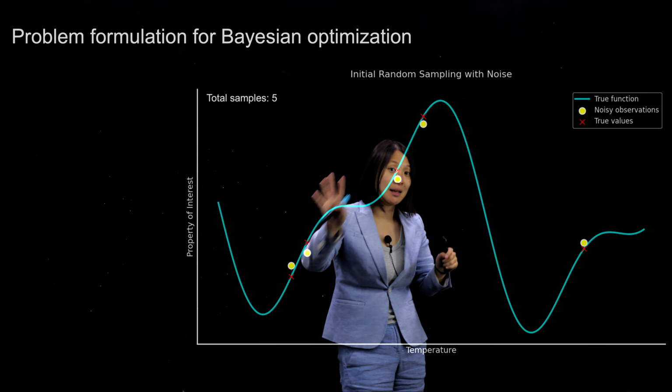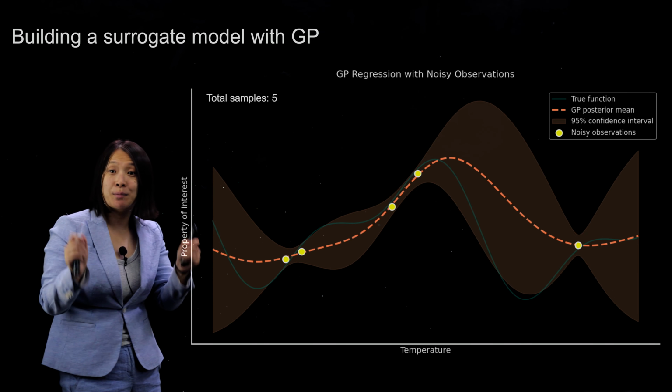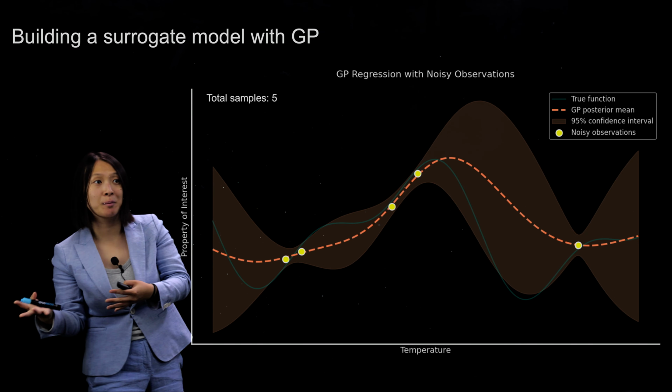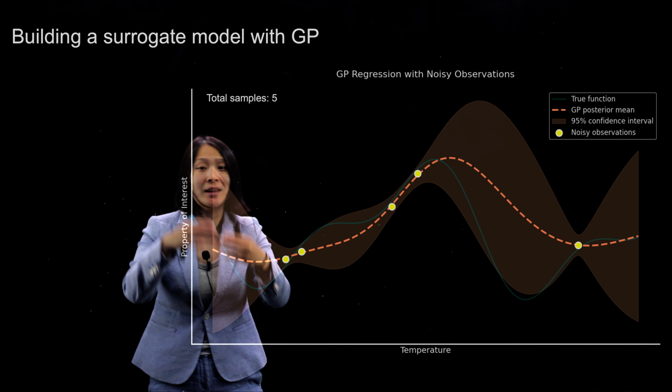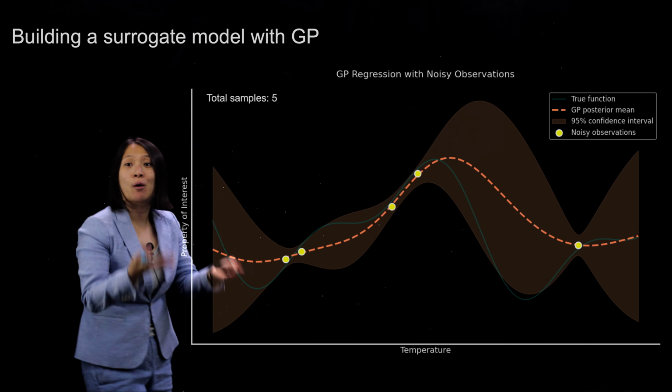So from here, of course, very excitingly, we can build our Gaussian process regression model as our surrogate model. And in this case, you see we have the orange line showing the predictive mean, and also we have the uncertainty estimates from our surrogate model.